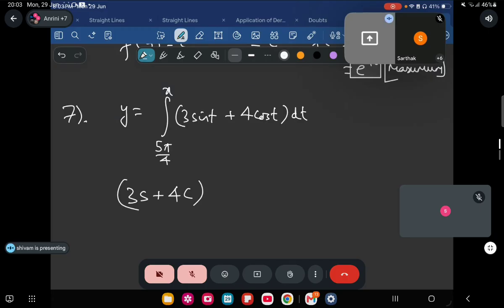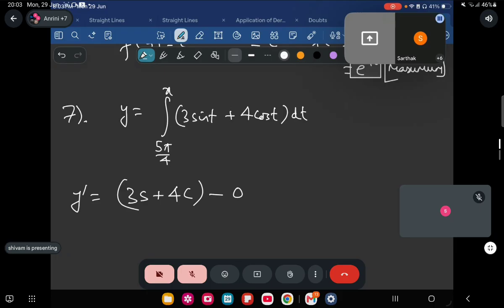That is gone. Minus 3 sine 5 pi by 4 plus 4 cos 5 pi by 4 multiplied by dy dx of 5 pi by 4. That is 0 only, right? Tell me, this is y dash. Tell me, are you getting it, Sarthak?